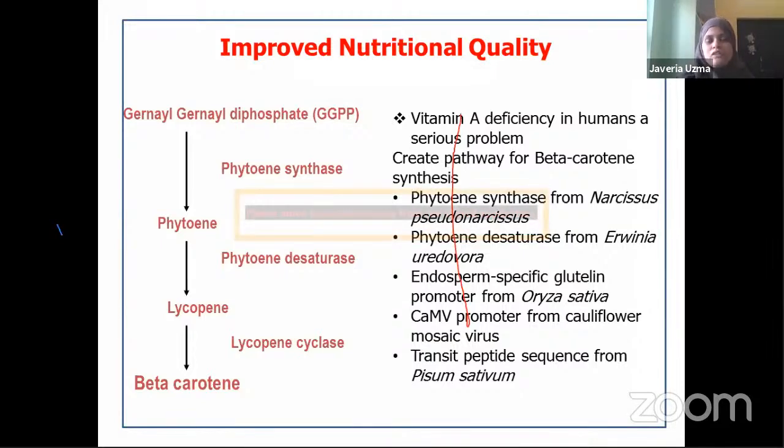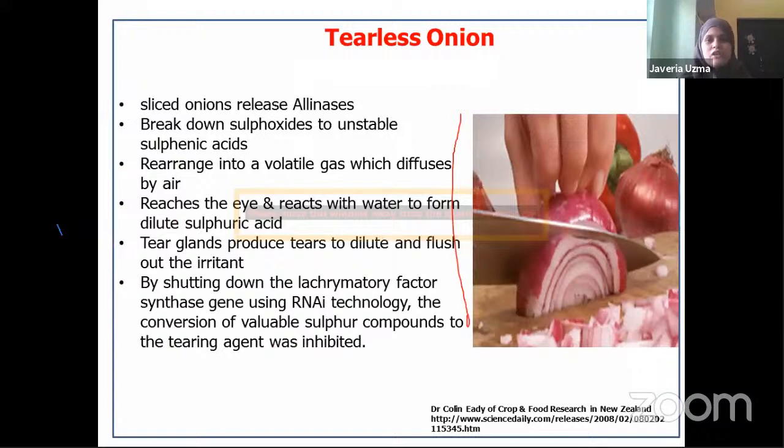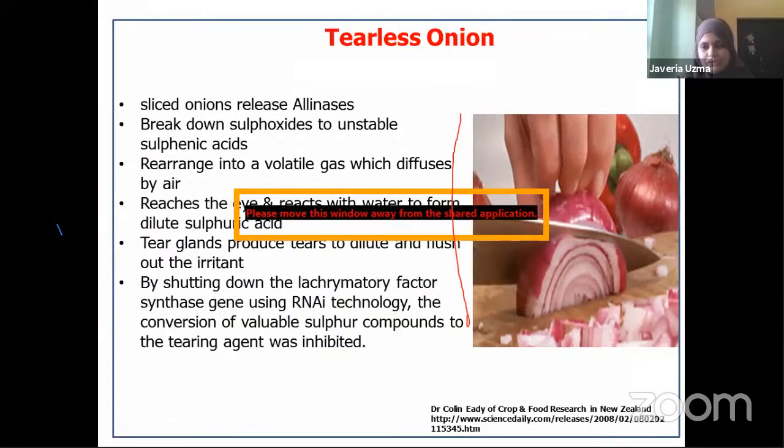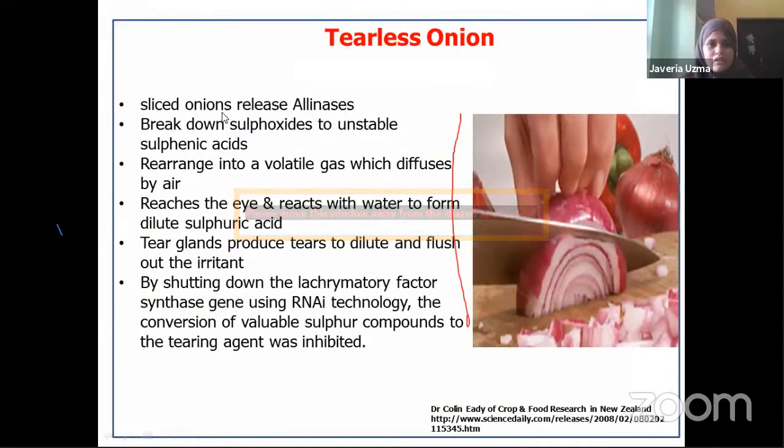Then coming to some other applications, like you can produce tearless onion. Whenever we cut onions, we get tears. So that is very disturbing. By using transgenic technologies, you can create tearless onions also. In fact, Dr. Colin's group already created these tearless onions. Onions produce tears in our eyes because when you slice onions, they release alliinases.